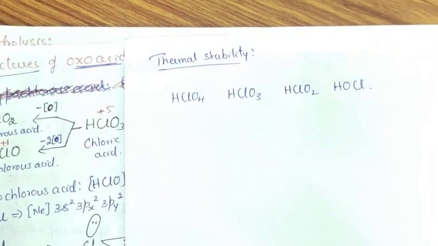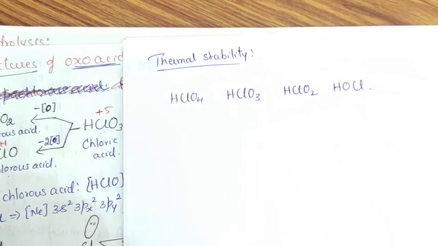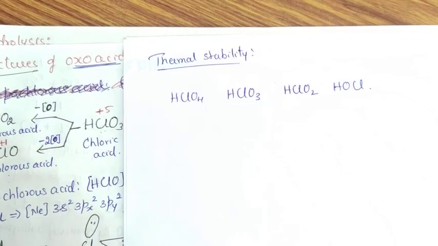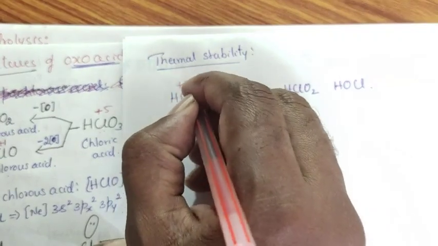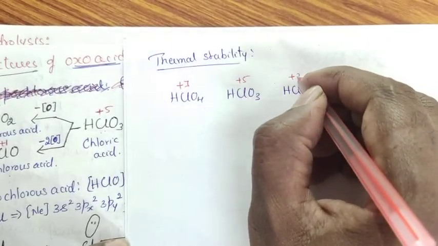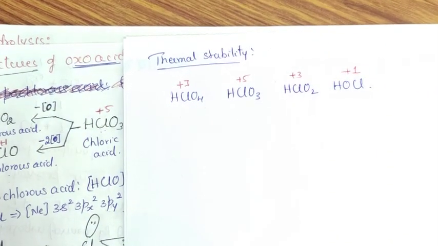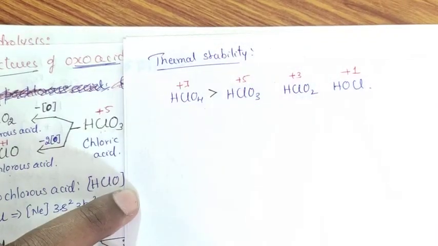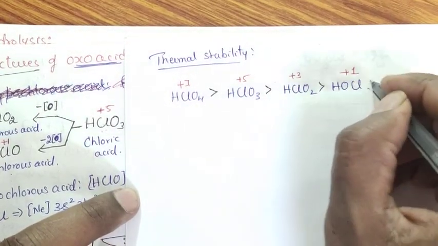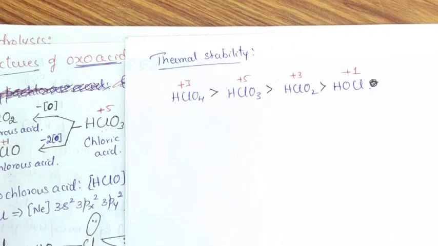Please note it down. In your case, a question may arise: out of these four compounds, which is more stable and which is least stable? To identify the stability, first we need to identify the oxidation state of the chlorine atom in each and every case. In this case, it is +7, +5, +3, +1. And I already gave the information that for any element in a given compound, if it possesses a higher oxidation state, then it is more stable in nature. Based upon this, perchloric acid is more stable than chloric acid, which is more stable than chlorous acid, and chlorous acid is more stable than hypochlorous acid.